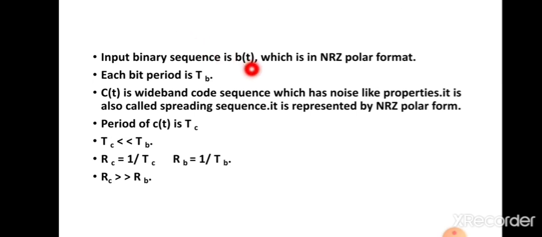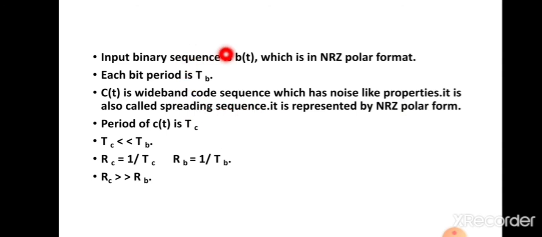The input binary sequence B of t is in non-return to zero polar format. Non-return to zero means it will not go to zero: for 1 a positive pulse is used, for 0 a negative pulse is used. That means the sequence will not return to 0. The bit period of each bit of B of t is TB. That is the bit duration, and the corresponding bit rate is 1 by TB, represented by RB. And C of t is a PN sequence, a wideband code sequence with noise-like properties, so it is called a spreading sequence.